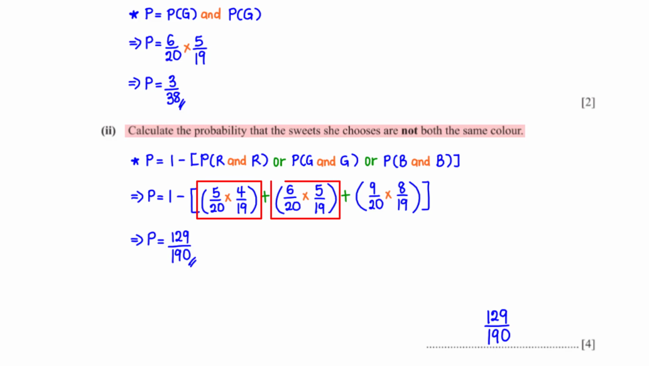The probability that the first sweet picked is green is 6/20. Without replacement, the probability that the second sweet picked is also green is 5/19. The probability that the first sweet picked is yellow is 9/20. Without replacement, the probability that the second sweet picked is also yellow is 8/19. When we type this into the calculator, we get 129/190.